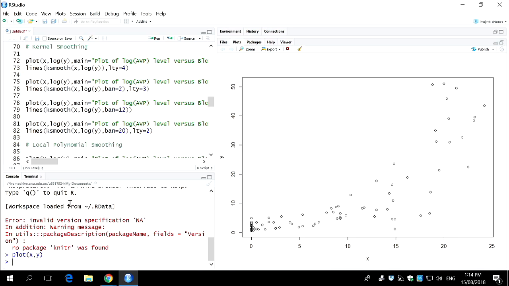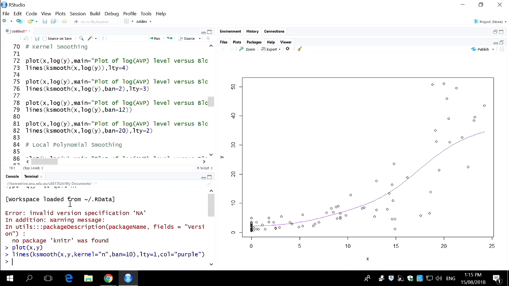We drew the line yesterday, and I'll draw them again here now. So lines, K-smooth, we'll do both of them, K-smooth, X and Y. Kernel equals n for normal. And I think we settled on a bandwidth of 10 yesterday, so band equals 10 will do it. LTY equals 1. Colour equals, I don't know, purple.